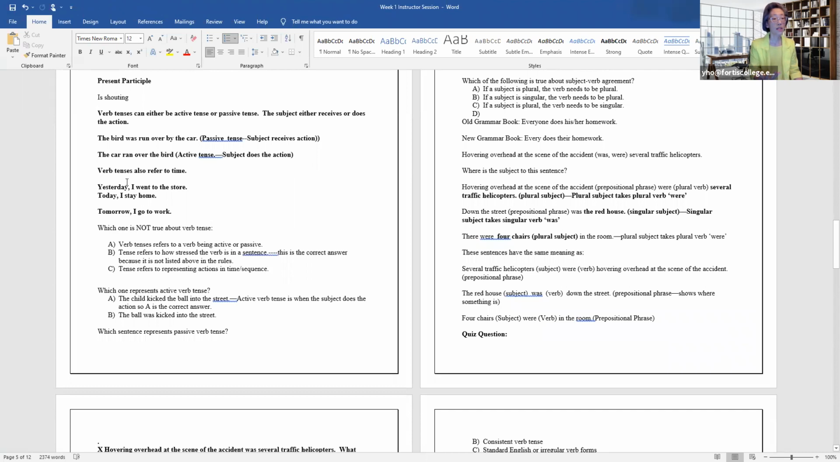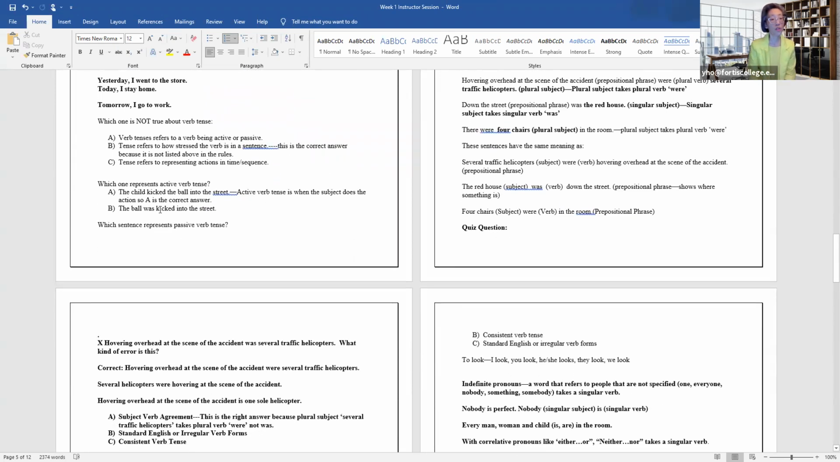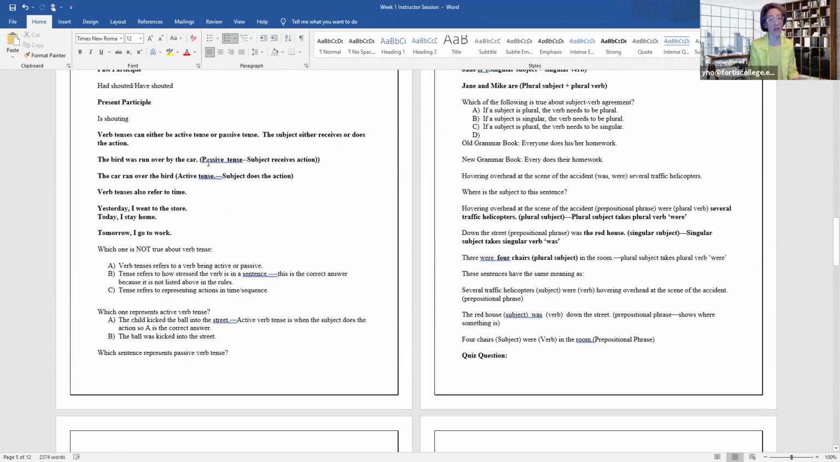And so verb tenses also refer to time. Yesterday I went to the store. Today I stay home. Tomorrow I go to work. Here's a quiz question. Which one is not true about verb tense? Verb tenses refers to a verb being active or passive. So here is something that's not true. So this is kind of tricky. So here verb tenses do refer to active and passive. So A is not the correct answer because you can have an active voice or a passive voice with verbs.